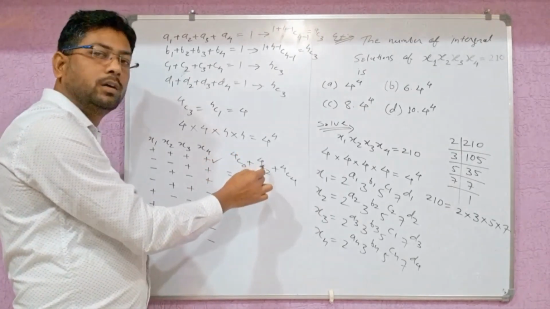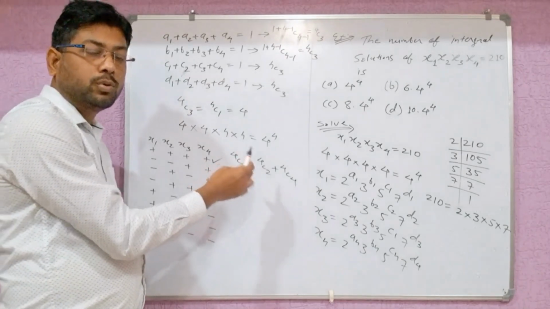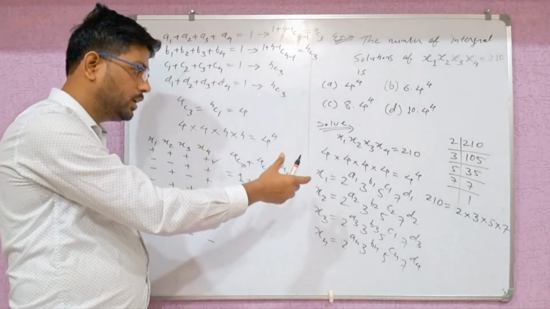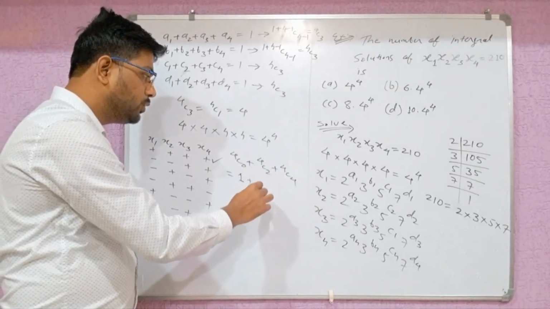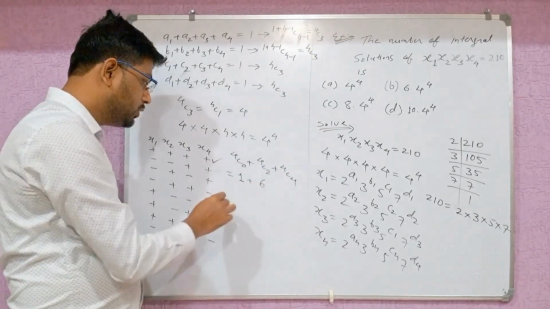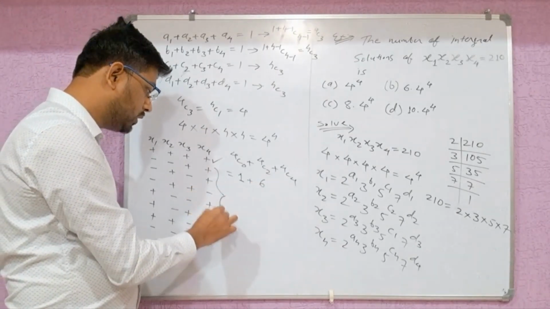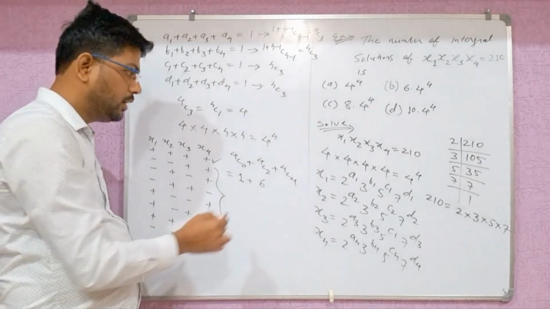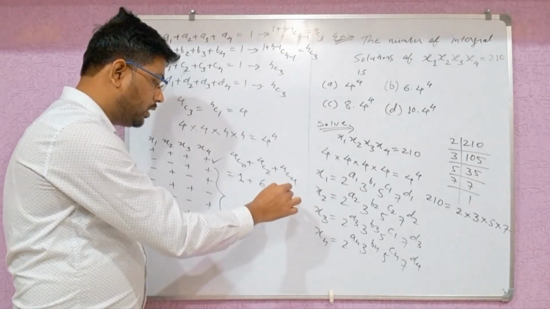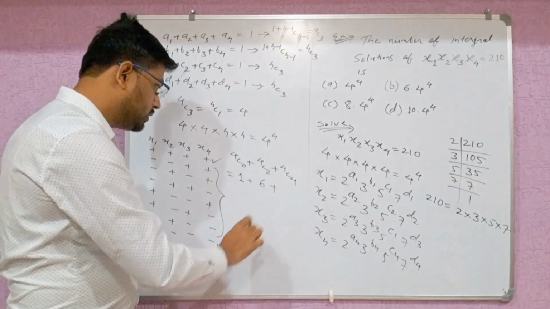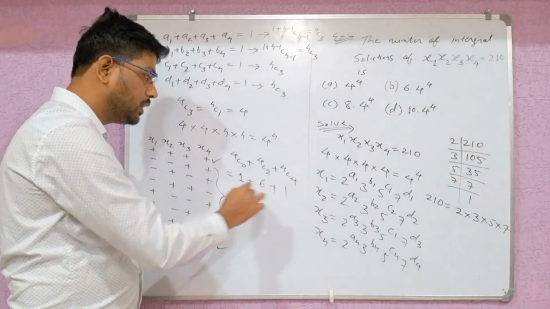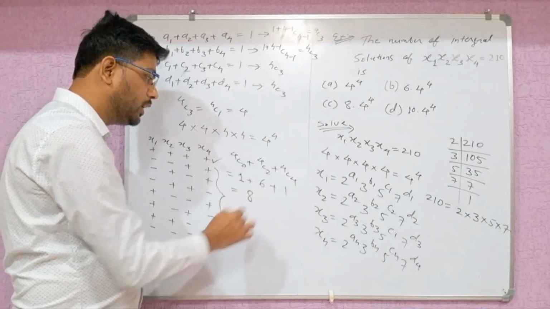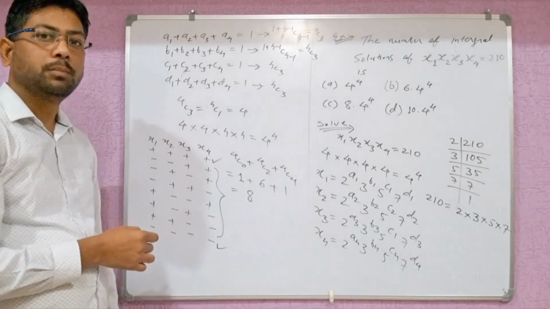4C2 means any 2 numbers out of these 4 are negative. If I solve this 4C2, I'll get 6 cases, which are nothing but these 6 cases: 1, 2, 3, 4, 5, 6. Any 2 numbers are negative, and all 4 are negative, that is nothing but this case, only 1 case. If I solve this, I'll get 1. So these are total 8 cases when these numbers can be negative.